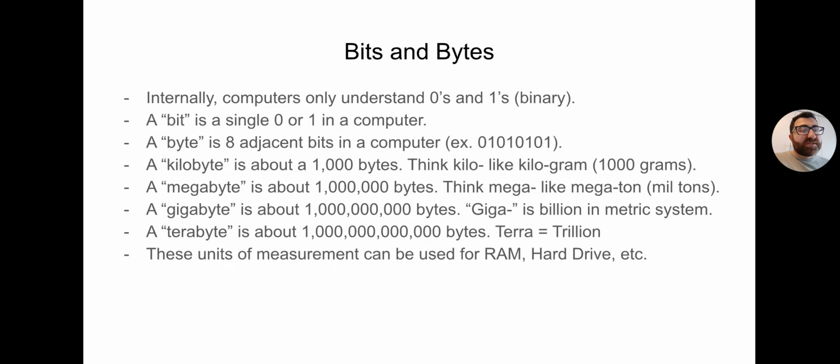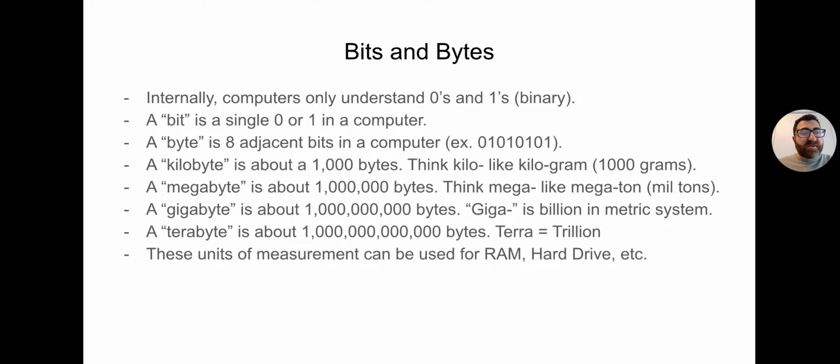Then more than a kilobyte is a megabyte. A megabyte is about 1,000 bytes, no, not 1,000, 1,000,000 bytes. A megabyte is 1,000,000 bytes. So for example, a megaton is 1,000,000 tons in the metric system. So we're going by the metric system. These aren't American units, these are European metric system units, but that's the standard for how computers' memory and storage is calculated.